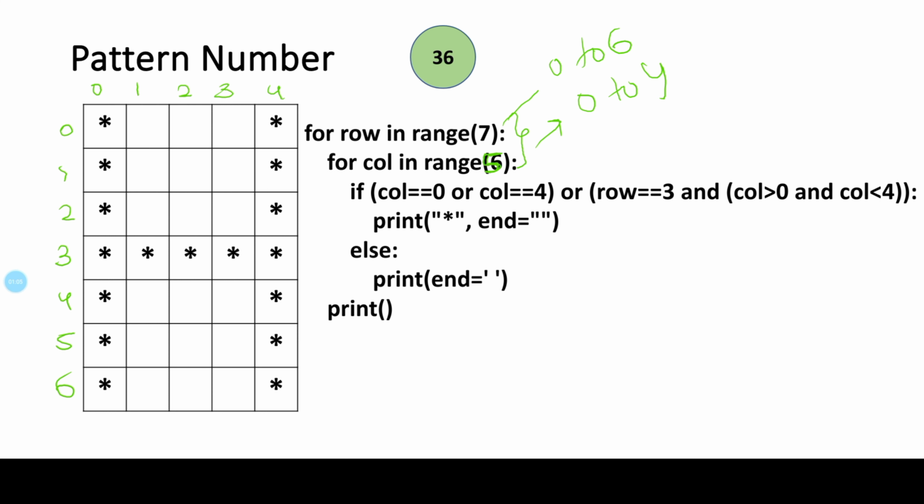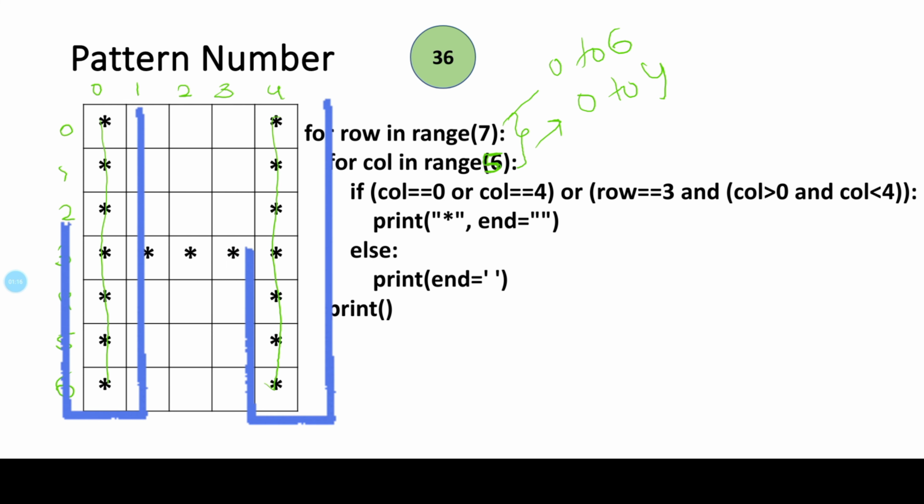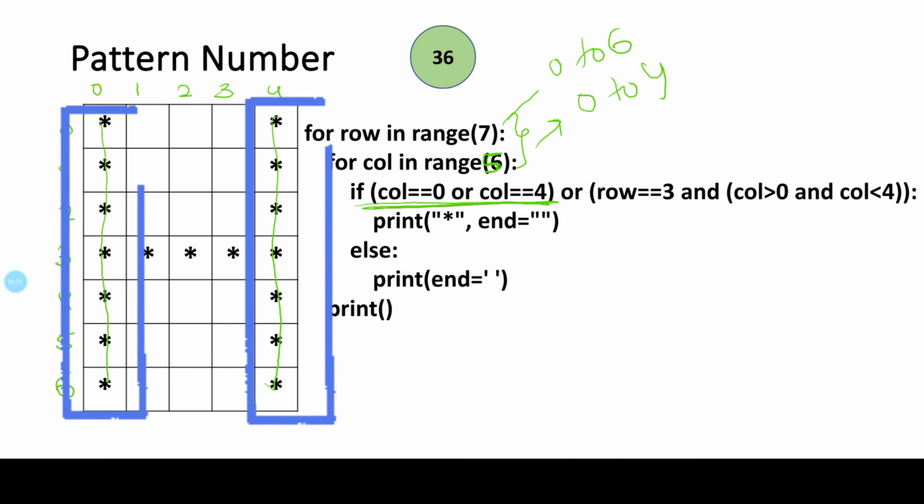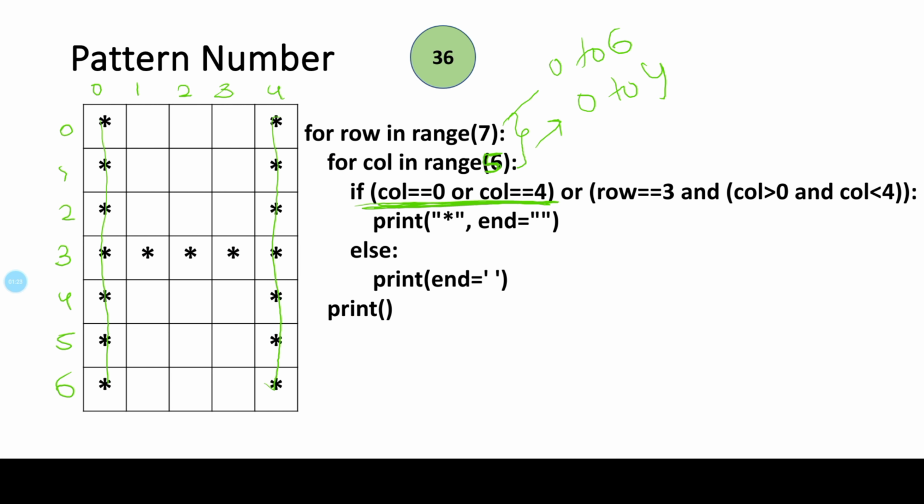Now, it is a very simple program with 3 conditions. Here we have stars over here and here, so it is very easy. Wherever the value of column is equal to 0 and the value of column is equal to 4, irrespective of the rows, we need stars. So this is our first condition and this is our second condition, where the value of column is equal to 0 and the value of column is equal to 4.